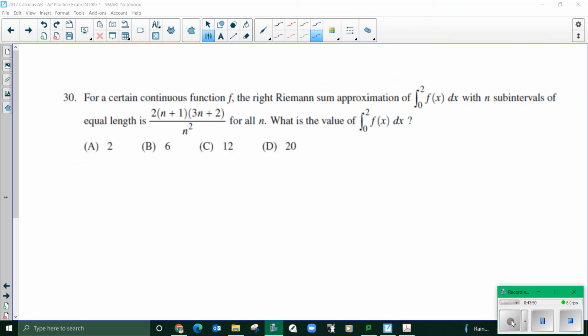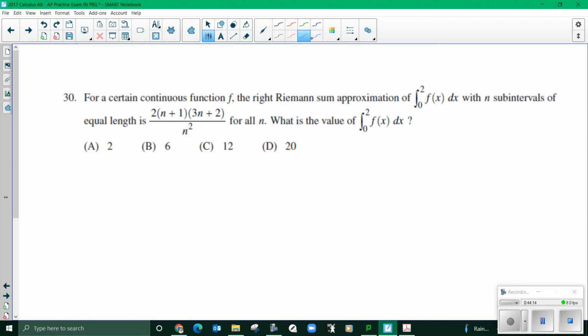Number 30, finally, we are done. All right. For a certain continuous function f, the right Riemann sum approximation of the integral from 0 to 2 of f of x with n subintervals of equal length is 2 to the n plus 1 times 3 to the n plus 2, all over n squared, for all n. This is going to be the biggest help for us. What is the value of the integral from 0 to 2?